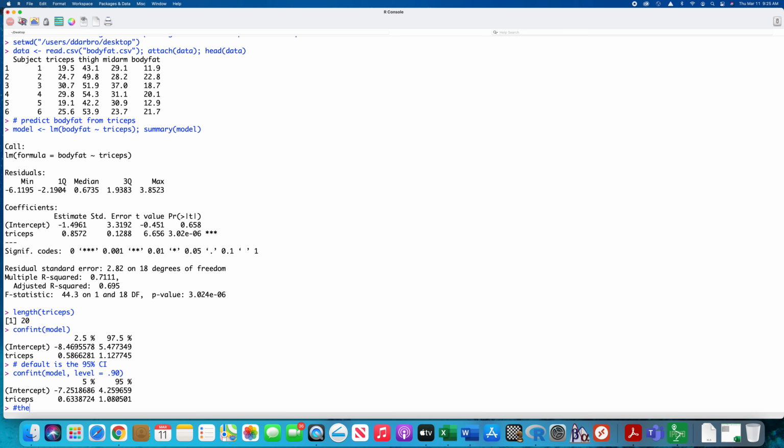All right. So my interpretation would be: there is a 0.95 probability that this interval, 0.587 to 1.128, contains the population slope. So there's a 0.95 probability that this interval, 0.587 to 1.128, contains the population slope.